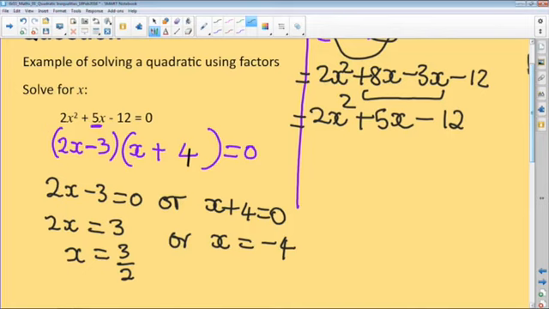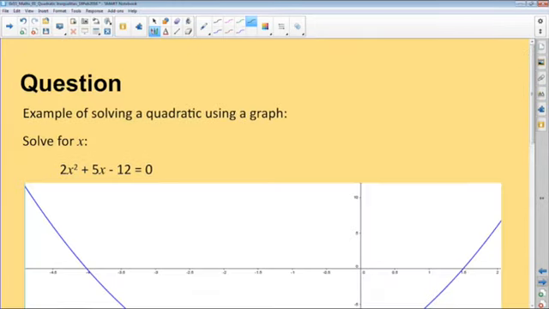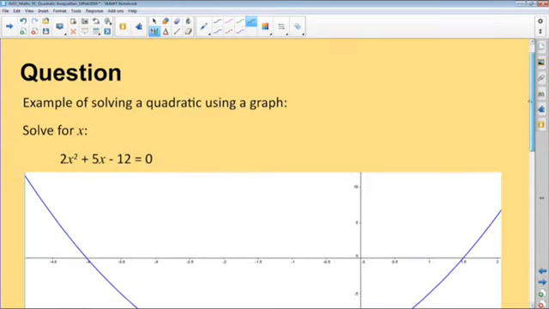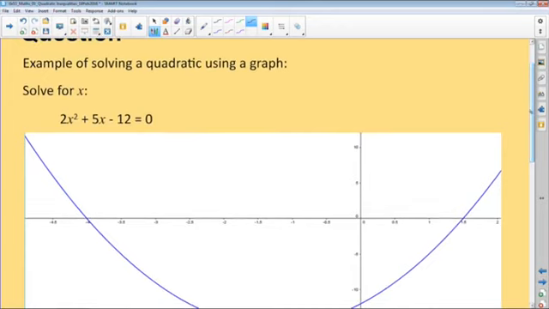So this is how you solve your quadratic equation, which is just a recap of what we did in grade 10. All right, so now if we look again here, the example of solving a quadratic using a graph.